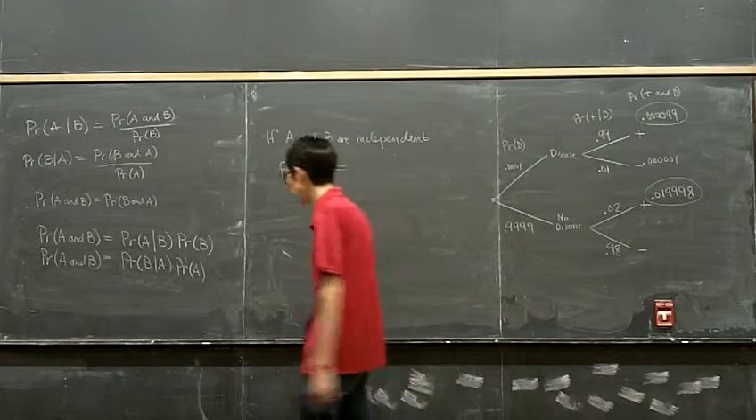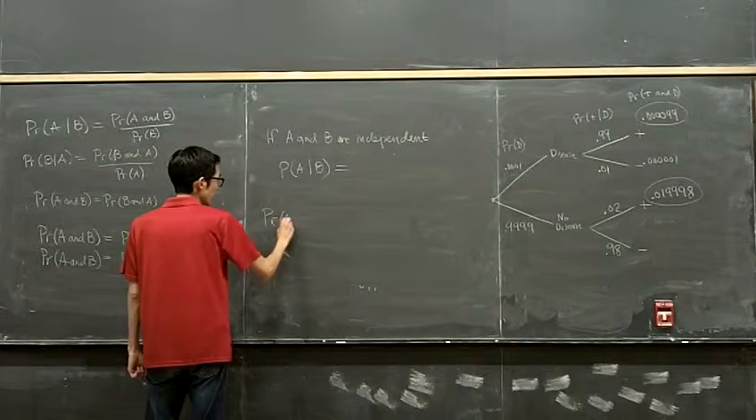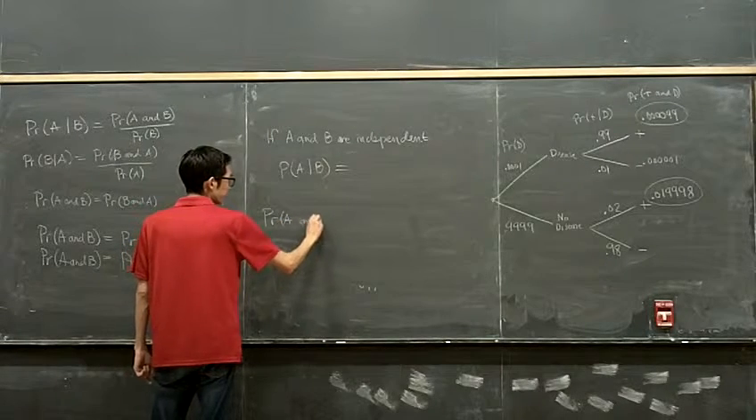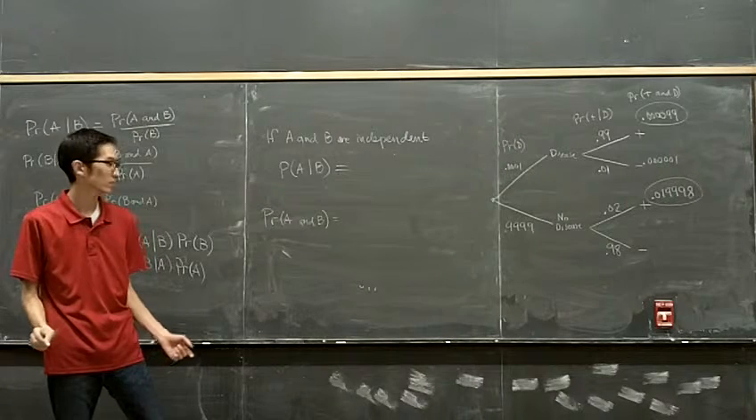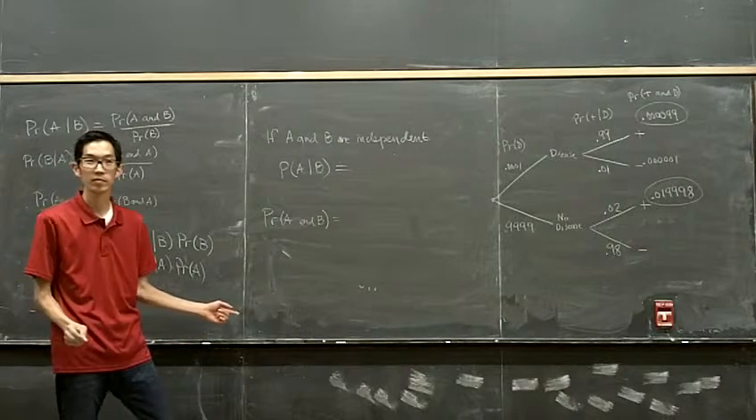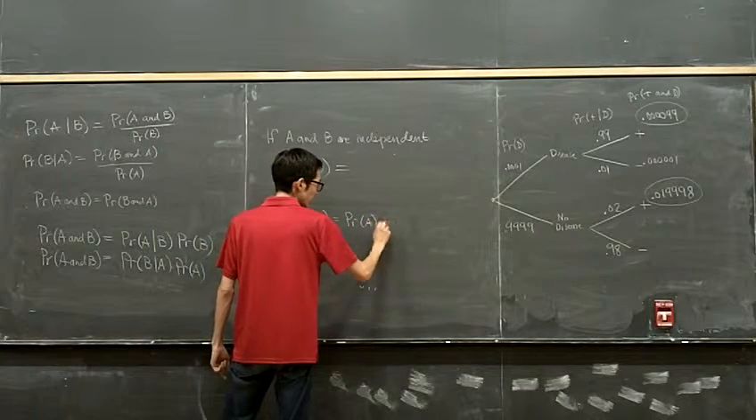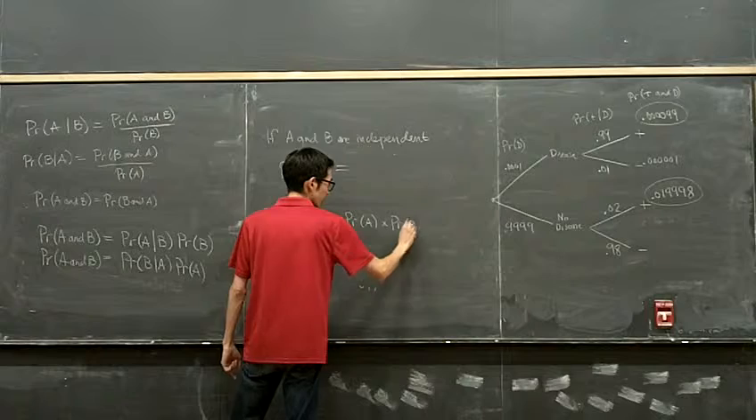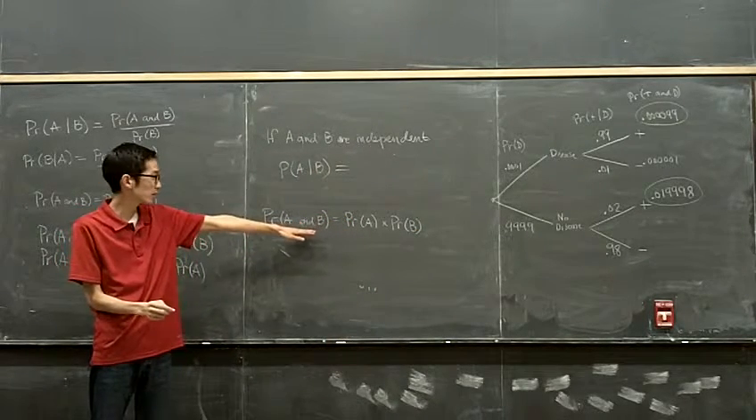Okay, before we get there, if A and B are independent, what's the probability of A and B? Probability of A times probability of B. This is the probability of A times the probability of B. Okay, this part's okay, right? We did this.